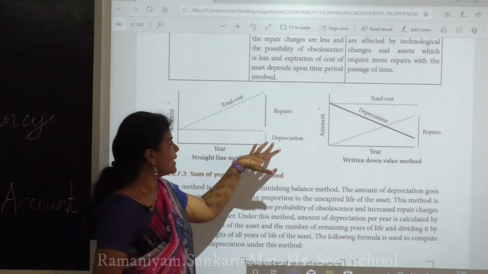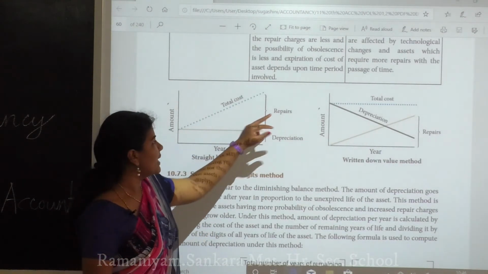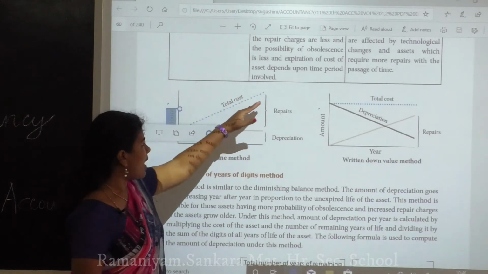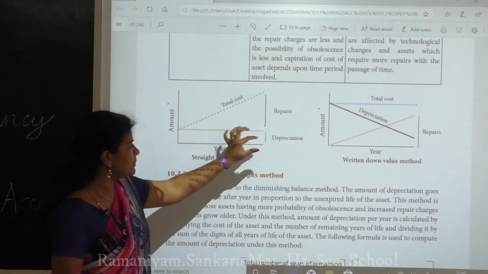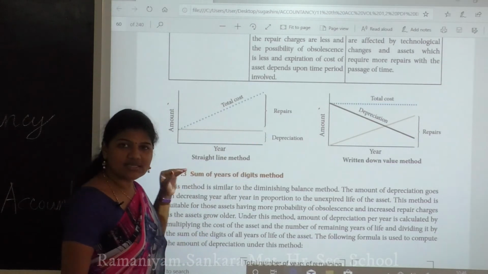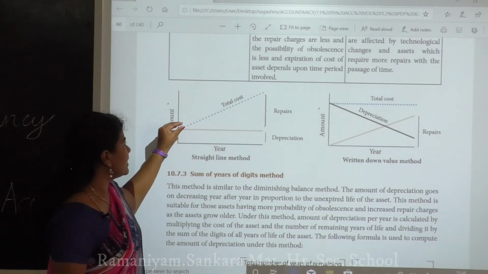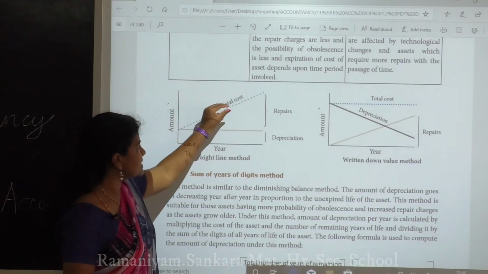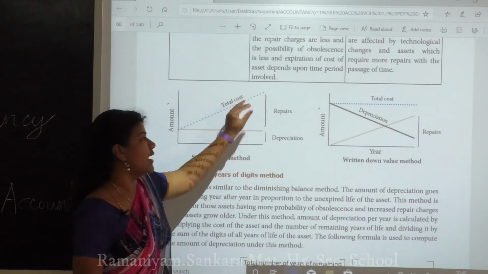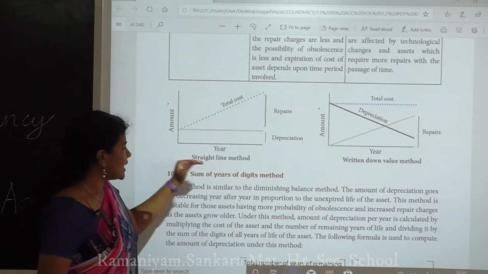So repair, as shown here, depreciation is the same, but repair is going from down to up. Okay, so look carefully, the depreciation amount is the same amount, but this repair cost is going up. Like this place is 2000, here 4000, here 6000, here 8000. So the repairing charges are going up. Okay, so this is in the straight line method.